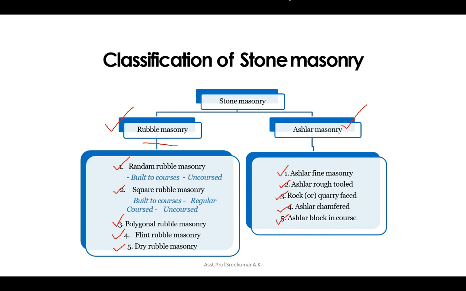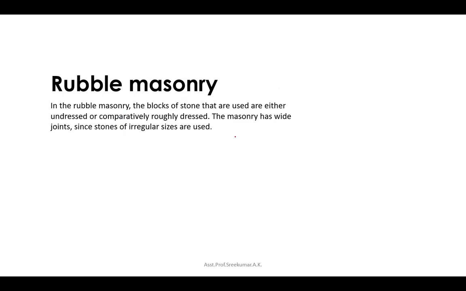The subtypes of random rubble masonry: the first subtype is further classified into two, as built to courses and uncoursed, and the second subtype is classified into three, as built to courses, regular, and uncoursed. So guys, we'll learn each type in detail. First we will learn the case of rubble masonry and its types.